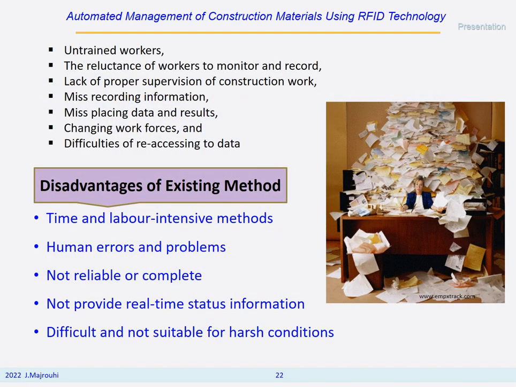Other problems in material management are untrained workers, the reluctance of workers to monitor and record, lack of proper supervision of construction work, misrecording information, misplacing data and results, changing workforce, and difficulties of accessing data. Therefore, disadvantages of the existing method are time and labor intensive methods, human errors and problems, not reliable or complete, not providing real-time status information, and difficult and not suitable for harsh conditions.